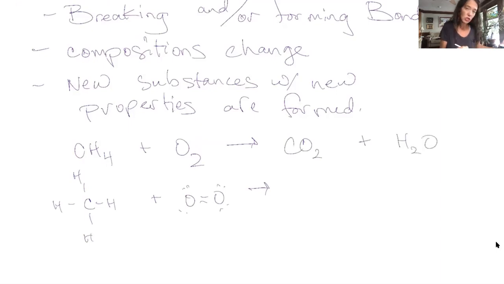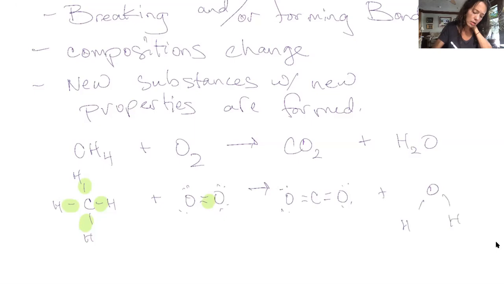So we have essentially broken all of these bonds and broken this double bond, and we formed new bonds. Now we're going to have a carbon-oxygen double bond and a carbon-oxygen double bond. So we broke some bonds, and we made some new bonds. So we end up with totally new substances with a new composition, different compositions, and we don't have oxygen gas anymore.